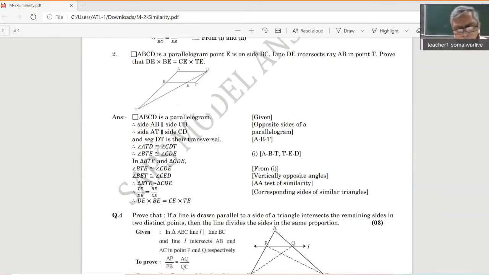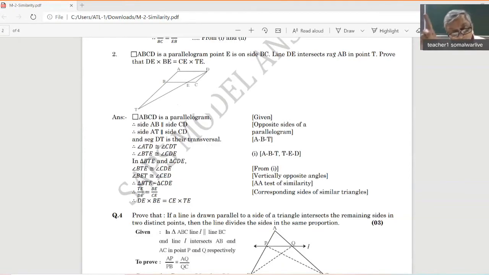To prove these 2 triangles are similar, what can we say? One thing to observe is the vertically opposite angles. That is, angle DEC is vertically opposite to angle BET. Vertically opposite means one angle is congruent. Now the remaining thing is we only have to prove one more angle is congruent.